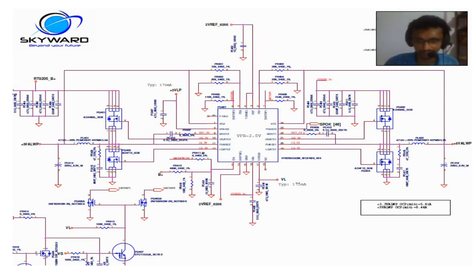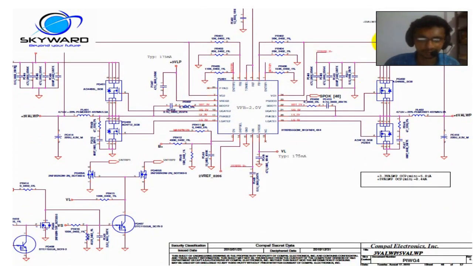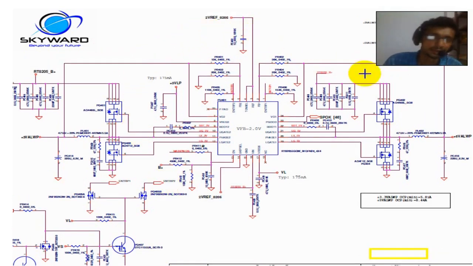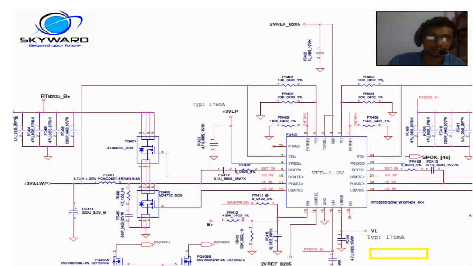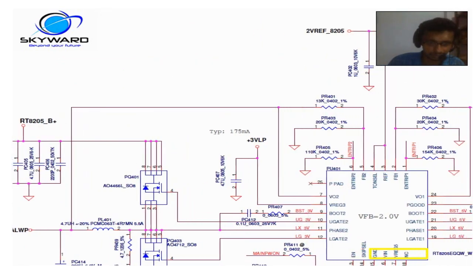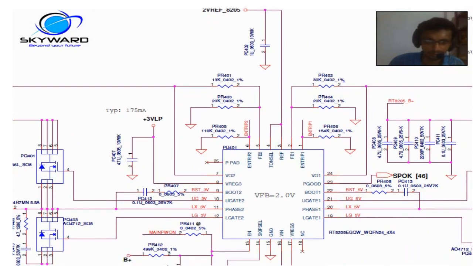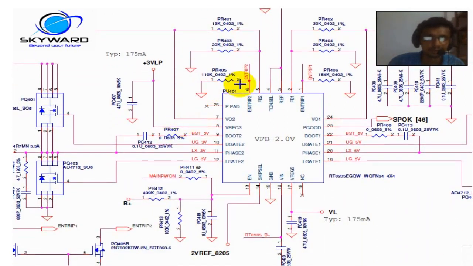You can see in the bottom side, this is your 3 volt and 5 volt always page, right? This is the 48 number page. So this is the PWMIC of that model. This is the page. So we need to understand some basics first. Right. This is the PWMIC.